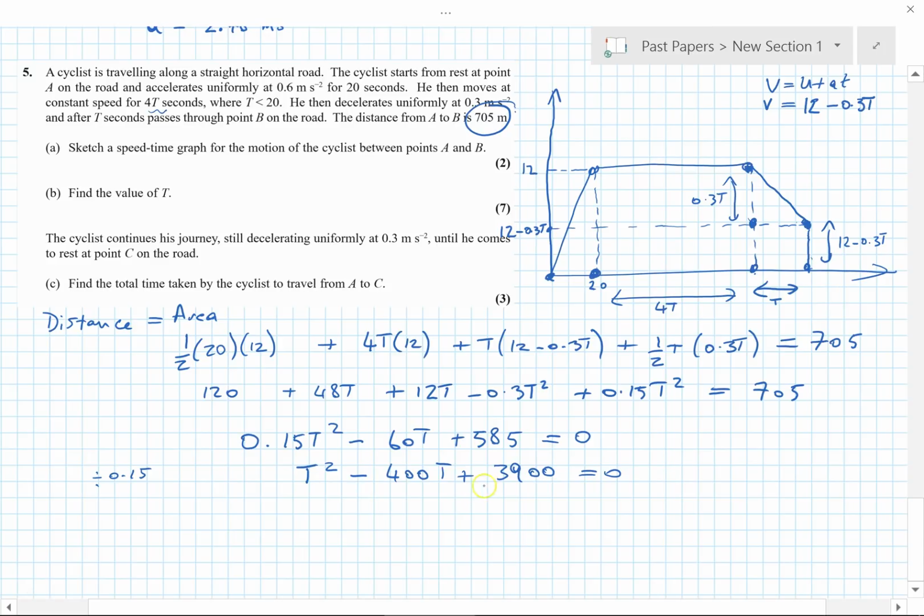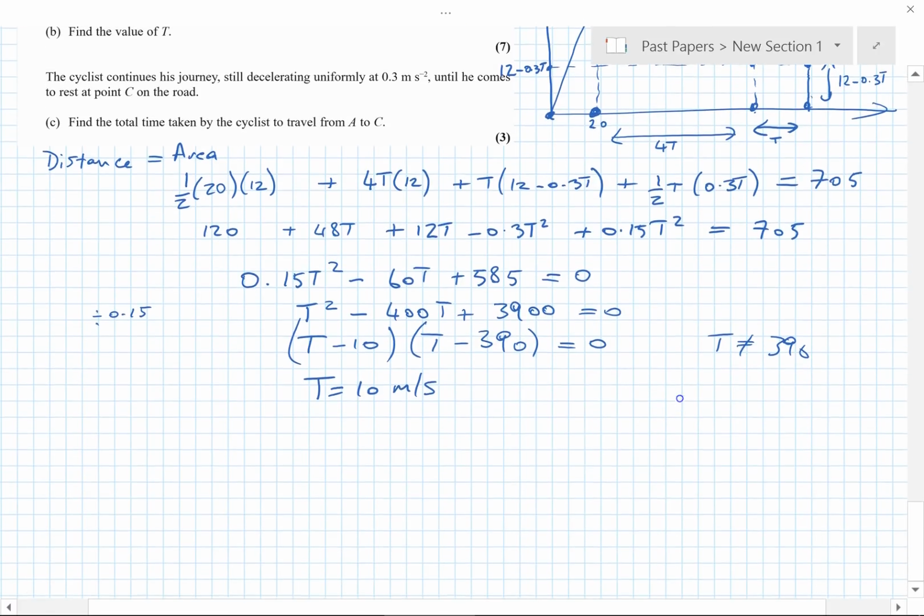So then we can factorise this. (t minus 10)(t minus 390) equals 0. Obviously t is not 390, it's an unrealistic answer, and of course nothing would work here. You'd have negative speeds here, so we know that t equals 10 seconds, which is the answer to that part. Okay, so that's that part done.